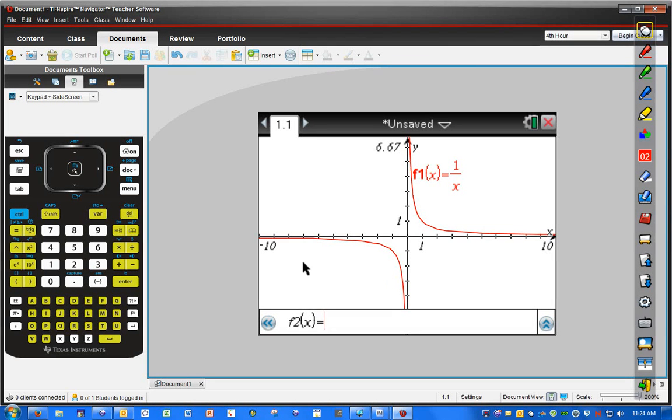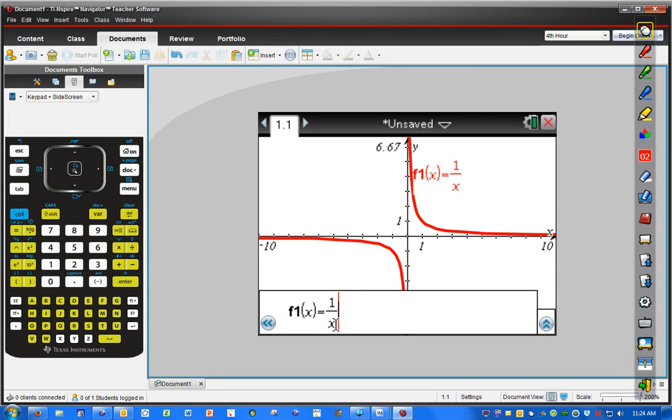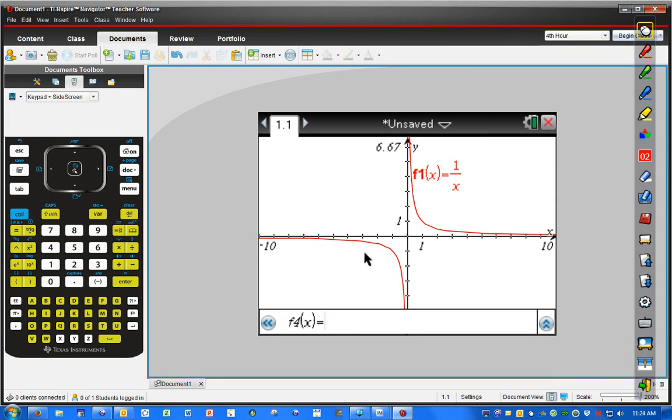Notice about f of x is equal to 1 over x? It comes up with two curves. That's the biggest thing. There are two curves. Alright, so there are two curves that come up from this.